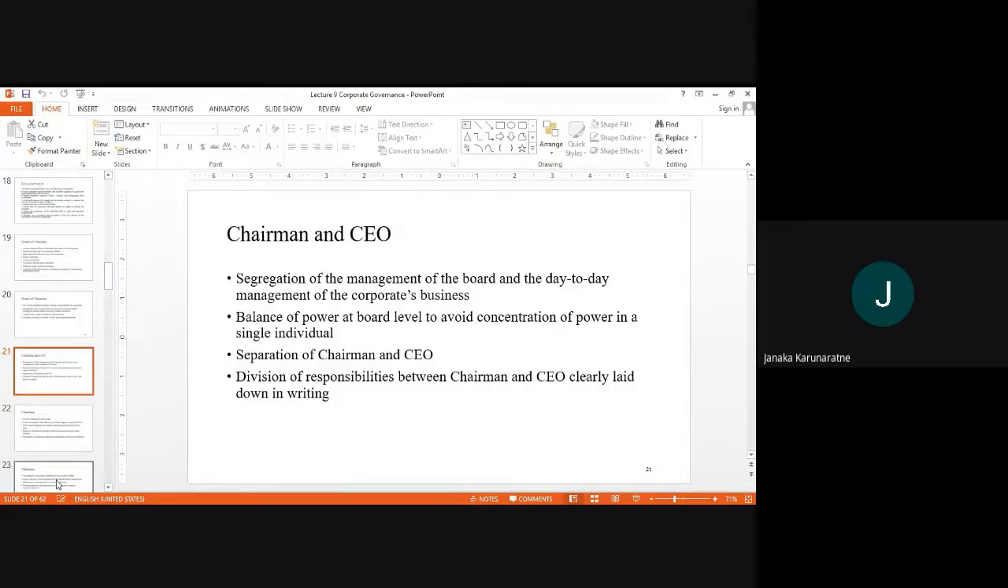The balance of power at board level to avoid concentration of power in a single individual. So there should be balance of power at the board level to avoid control by a single individual. And separation of chairman and CEO. Division of responsibilities between chairman and CEO should be clearly laid down in writing. Otherwise, there may be interference at both levels.